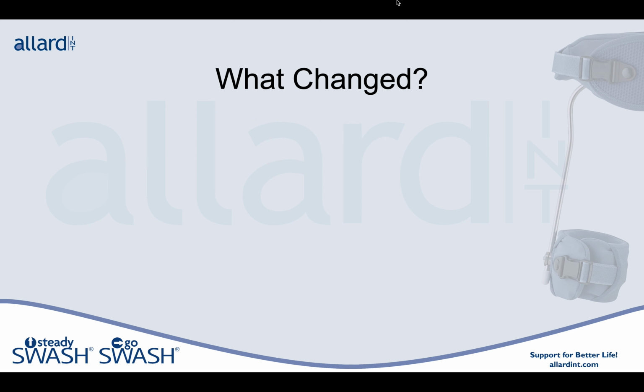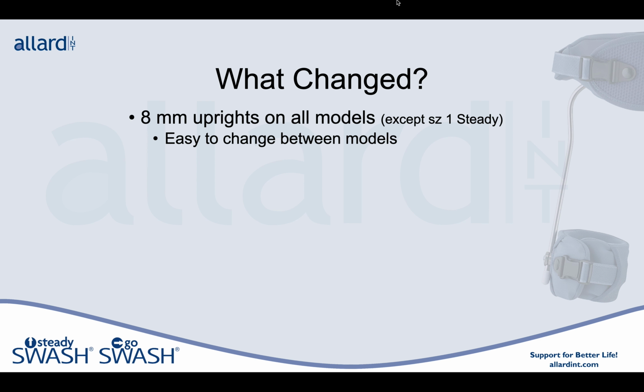So what are the improvements and changes we made to the SWASH? Well, all of the uprights are 8 millimeters thick, with the exception of the SWASH Steady in a size 1, because that's still designed for non-ambulatory usage and early intervention. All of the components are interchangeable, so that reduces inventory. 8 millimeter uprights are stronger. We've improved the cosmesis, and the new buckles make for easier donning and doffing.